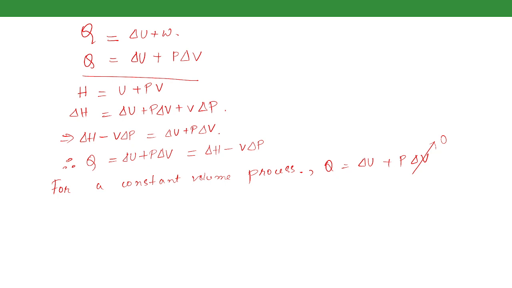What is the specific heat at a constant volume? Specific heat at constant volume is the amount of heat required to raise the temperature of a unit mass of a substance by unit degrees, provided the process of raising this temperature or supplying this heat is done at a constant volume. That is, the volume is kept constant.